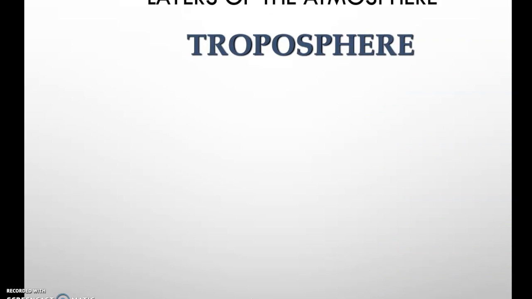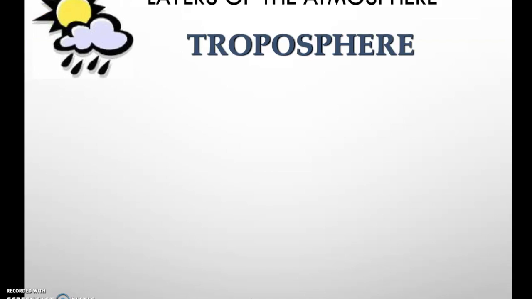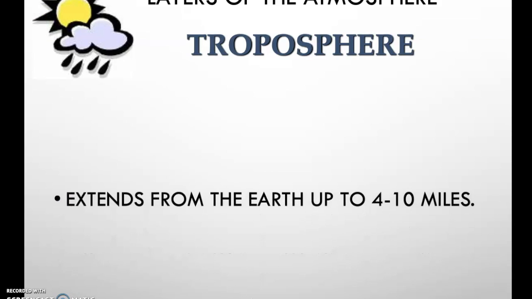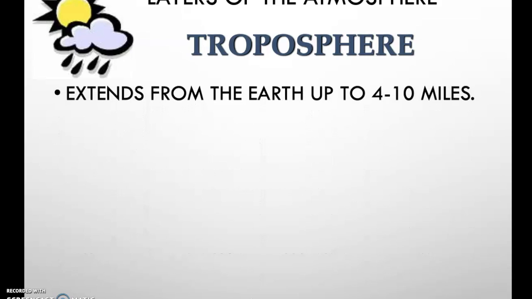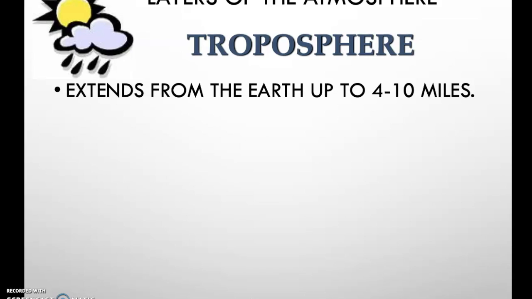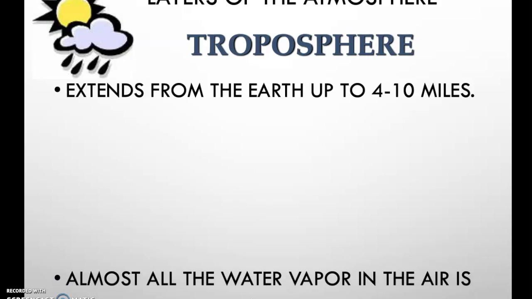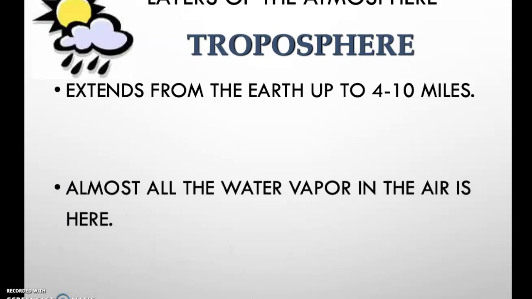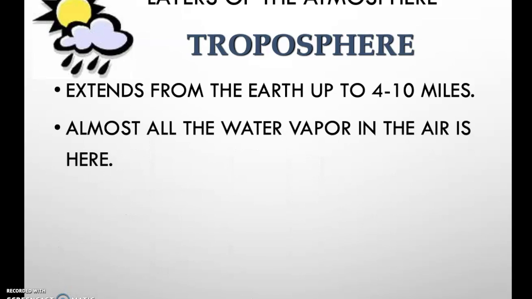The very first layer is the layer of the atmosphere which is closest to the Earth's surface. And so that layer goes from the surface of the Earth to roughly 4 to 10 miles in height. The reason for that variation is there are some really low parts of the Earth's surface, and then there's also some really high parts of the Earth's surface, like Mount Everest.